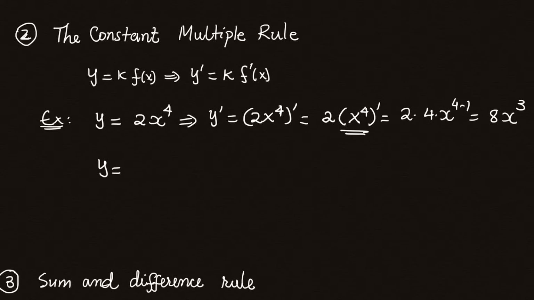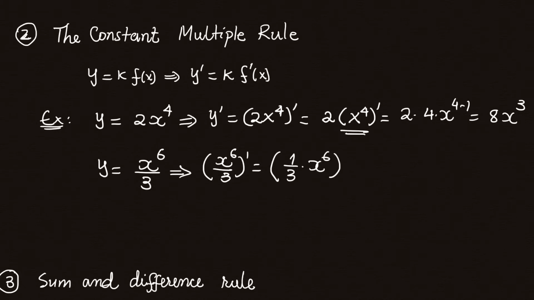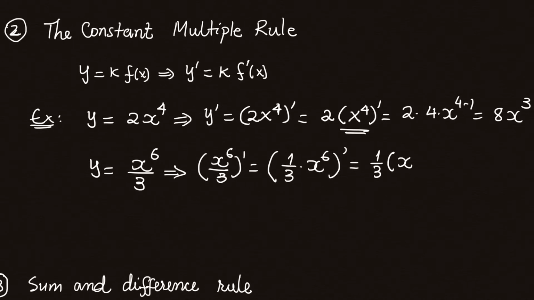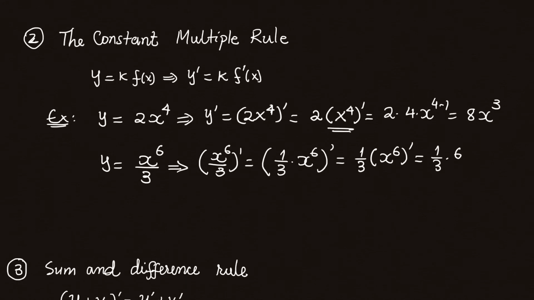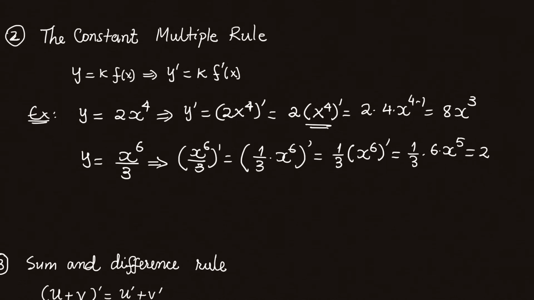For example, x to the power 6 divided by 3. Then I have the derivative of x to the 6 divided by 3, in this case, 1 over 3. This is the same as 1 over 3 times x to the power 6, like this. Then the 1 over 3 can come out, x to the power 6 prime. Then I have 1 over 3 times 6 x to the power 5. Then 6 divided by 3 gives you 2x to the power 5.